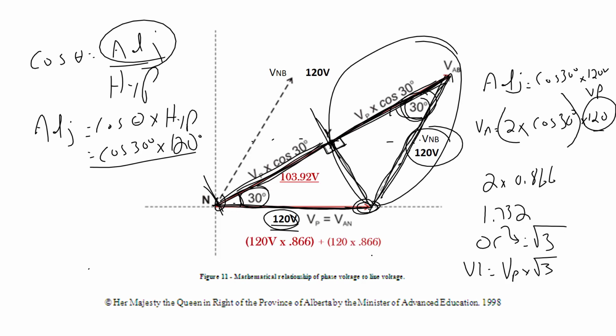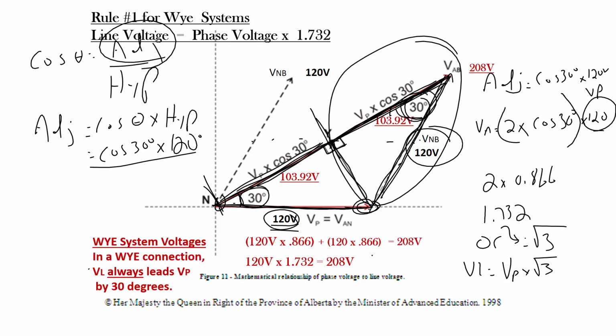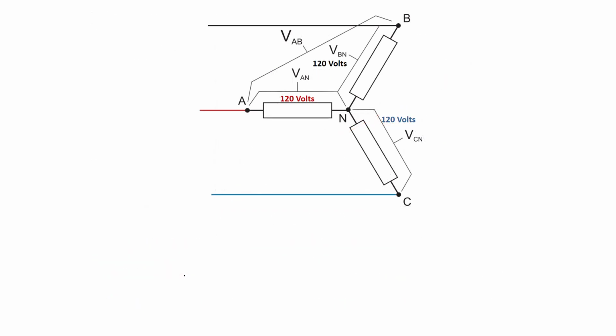So in a Y system, a Y connection, as a reminder, V line always leads V phase by 30 degrees. Okay, so we did voltage A to B, and I showed you how to use the cosine sine charts, and then we went through and did the adding up of the phase voltages at their angles with the calculator. So from this point on, I'm just going to use the calculator to figure out the other two line voltages.